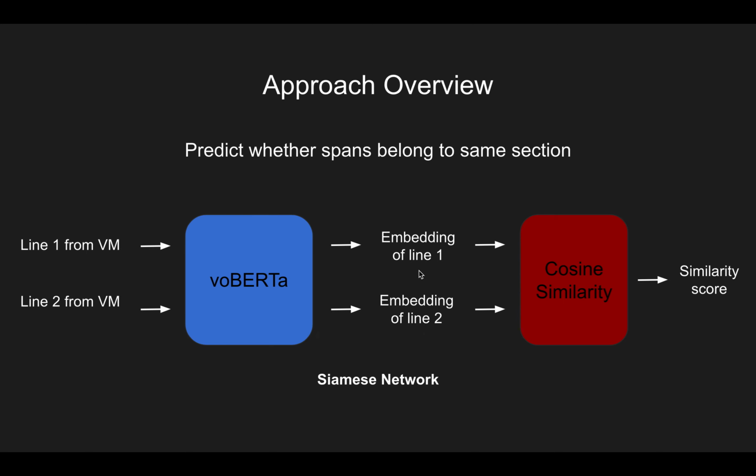Next, we use a Siamese network to predict whether 2 given spans belong to the same section or not. A Siamese network is a neural network architecture that contains 2 identical subnetworks that have the same configuration, which is used for finding similarities between texts. So the embeddings of 2 spans from the VoBERTa model are given as the input to the Siamese network, which then calculates the cosine similarity between the 2 embeddings. This similarity score is used to predict whether the 2 given spans of text belong to the same section of the Voynich manuscript.